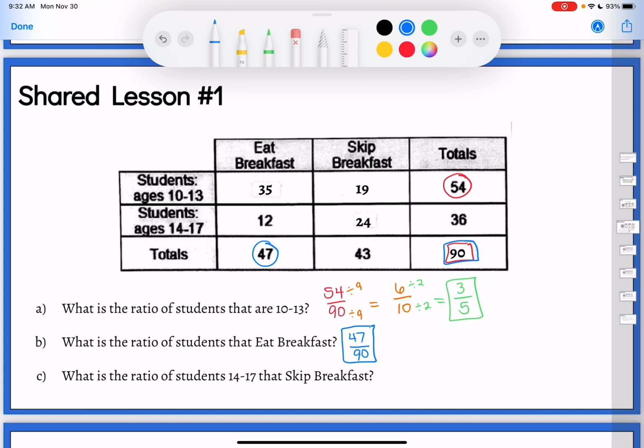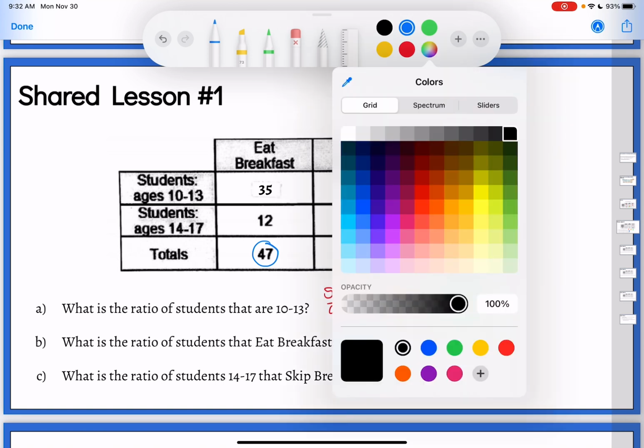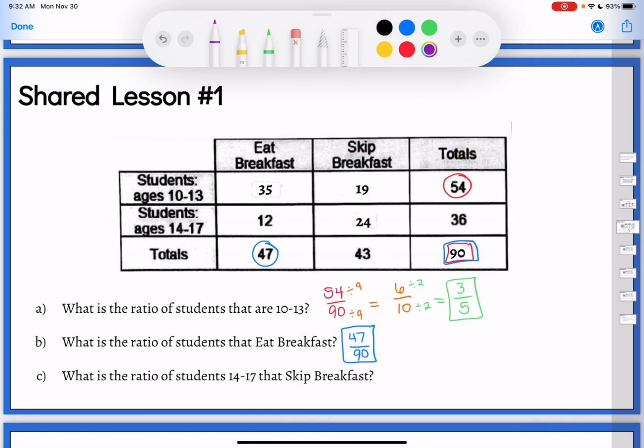All right, and then the last ratio is one that's a little bit more specific, and this helps us lead our way into this joint relative frequency idea, because now we're going to break into these joint frequencies in the middle. It says, what is the ratio of students that are 14 to 17 that skip breakfast?